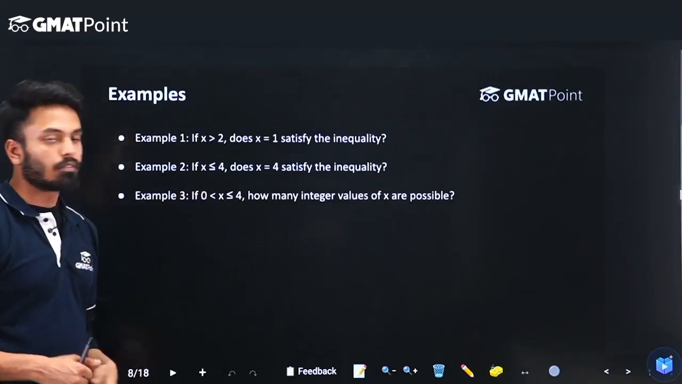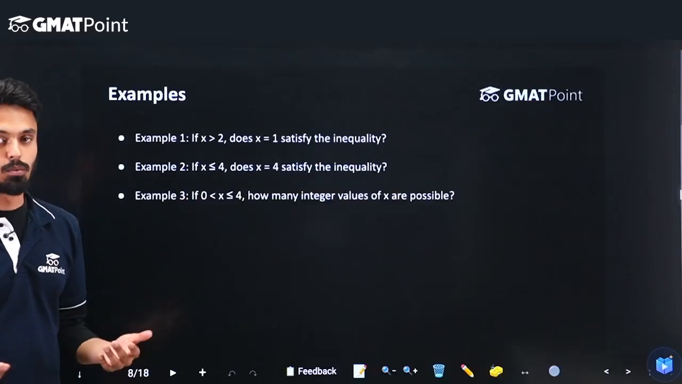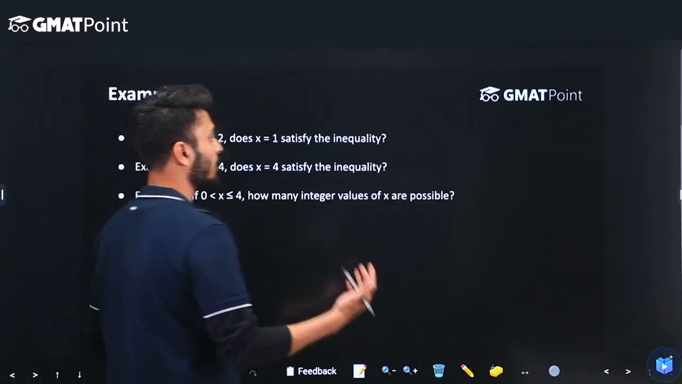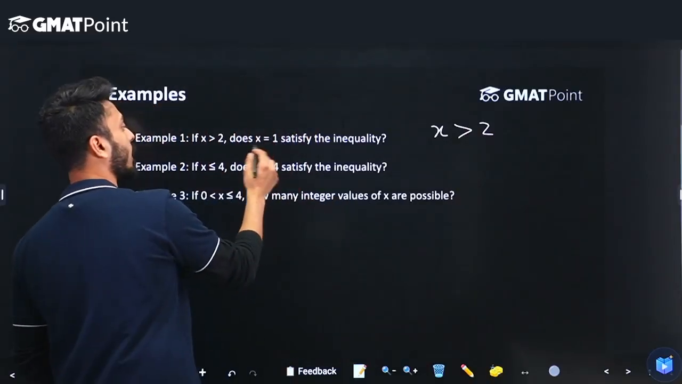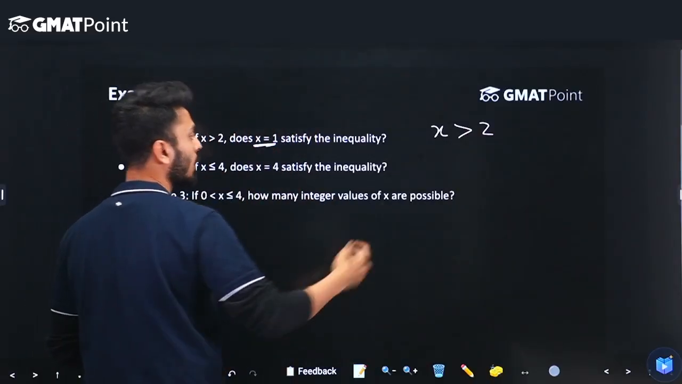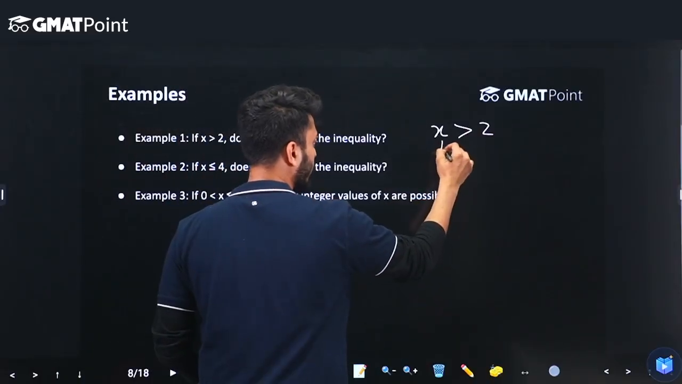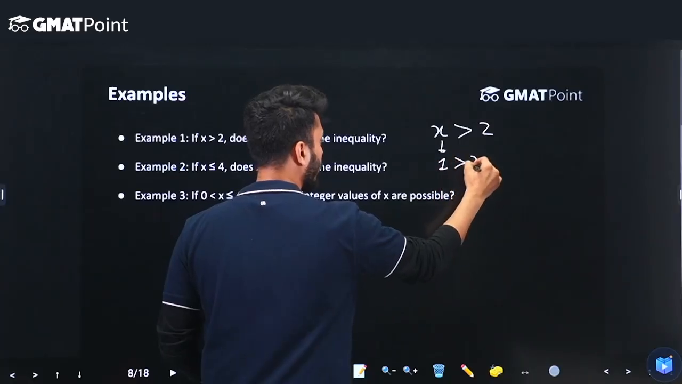First example, if x is greater than 2, does x equal to 1 satisfy the inequality? Pretty simple question. We have x greater than 2 and we have to check whether x equals 1 satisfies it or not. We'll just simply put x equal to 1 and we'll be left with 1 greater than 2.